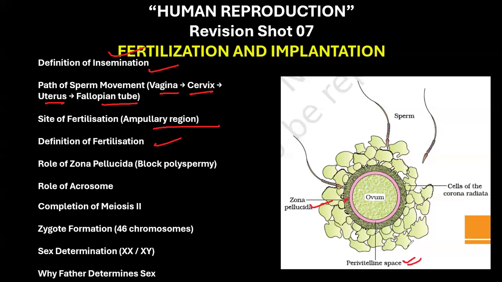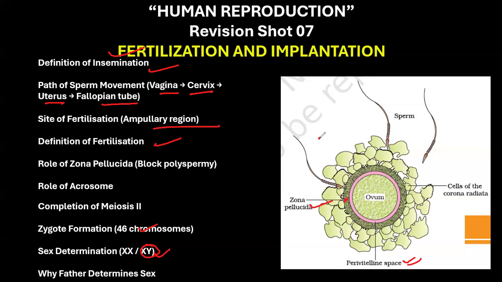Just remember this point. The haploid nucleus of sperm plus the haploid nucleus of ovum fuse and maintain diploidy, 46 chromosomes. And then sex determination, you already know. The male determines the sex in the case of human beings, because there is heterogamety in the male itself. Then implantation means the zygote divides to form a blastocyst. Then the blastocyst attaches to the endometrium of the uterus. This process is called implantation. We'll be talking about implantation in detail in the next lecture.